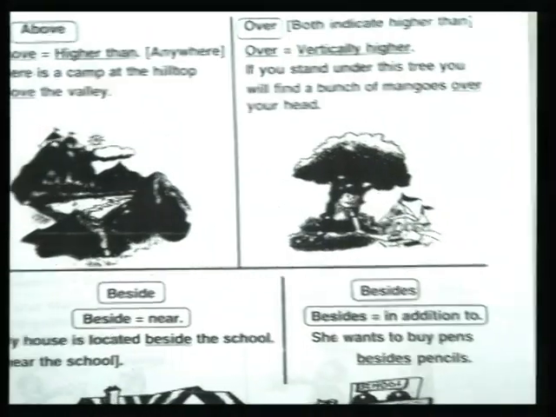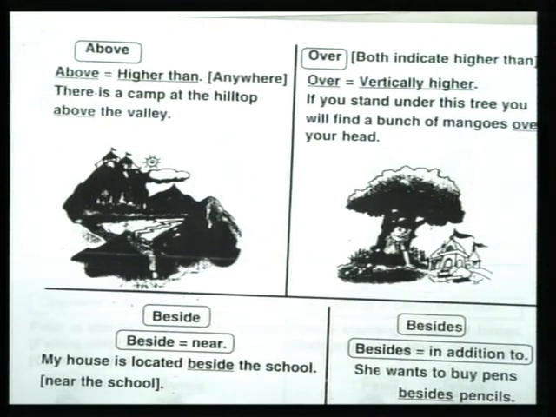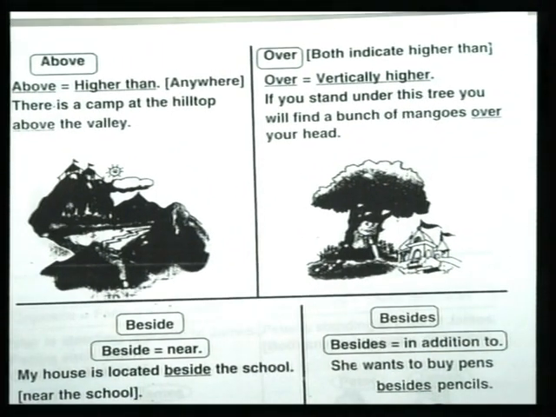Now the next preposition is above. Above means higher than anywhere. There is a camp at the hilltop above the valley. Directly up, above. The sky is above our heads. You can say it is above our heads. So it means anywhere and higher.